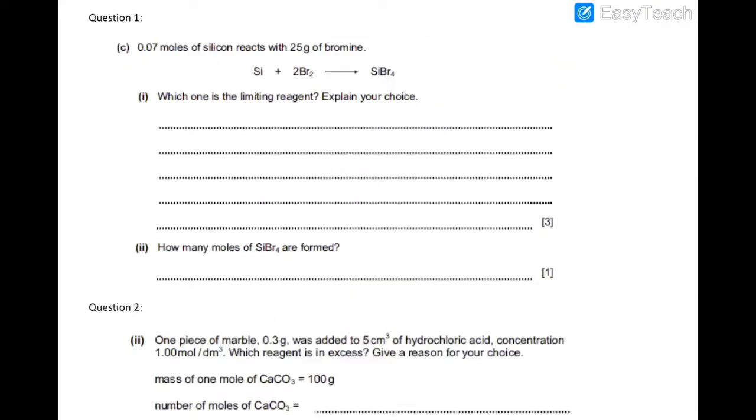Now let's see past exam paper questions. So in this question, you're given the number of moles of silicon and you're given the mass of bromine. So number of moles has been found for one, but you are given the mass for the other.